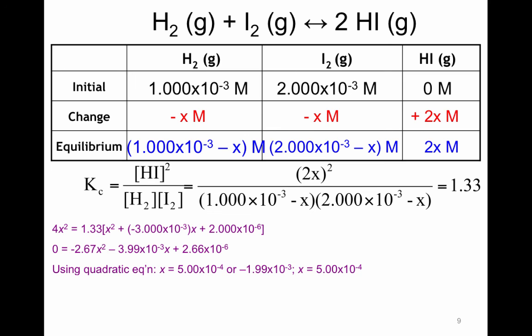If I plug in that value for x in my equilibrium concentrations, I get my equilibrium concentrations, and they are as follows. Hydrogen is equal to 5.00 times 10 to the negative 4 molar. Iodine is equal to 1.5 times 10 to the negative 3 molar. And HI is equal to 1 times 10 to the negative 3 molar.